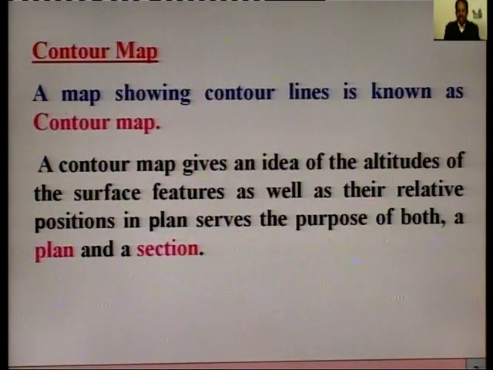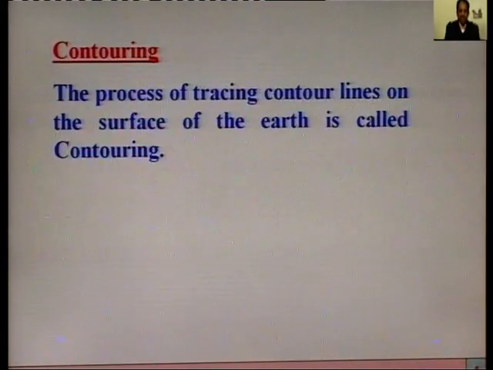A contour map gives an idea of the altitudes of surface features such as ponds, hills, valleys, etc., as well as their relative positions in plan, which serves the purpose of both a plan and a section. So, a contour map generally serves the purpose of both a plan as well as a section.